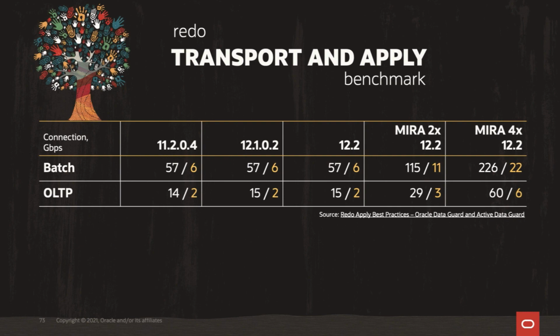onto your standby system. So the way to read this table is the number to the left of the slash, that's terabytes per day of generated redo. To the right of the slash, the yellow number, is gigabits per second of network connectivity. So in order to move 15 terabytes per day, you need a 2 gigabit connection to your standby system to make sure the redo will get there in time.